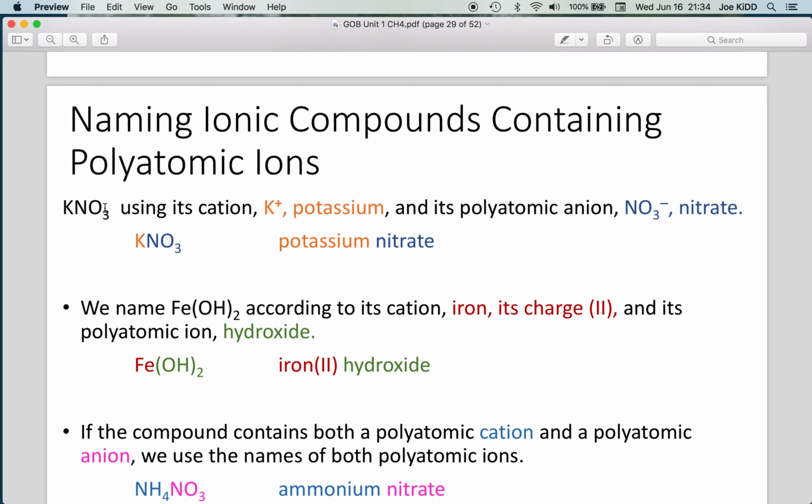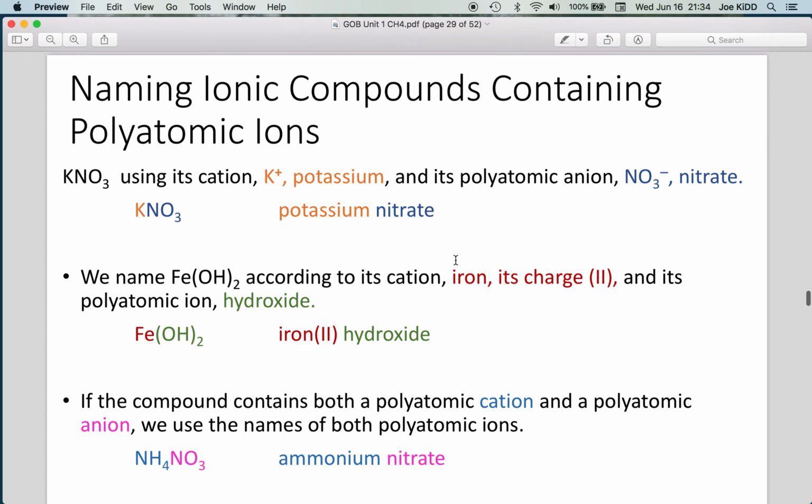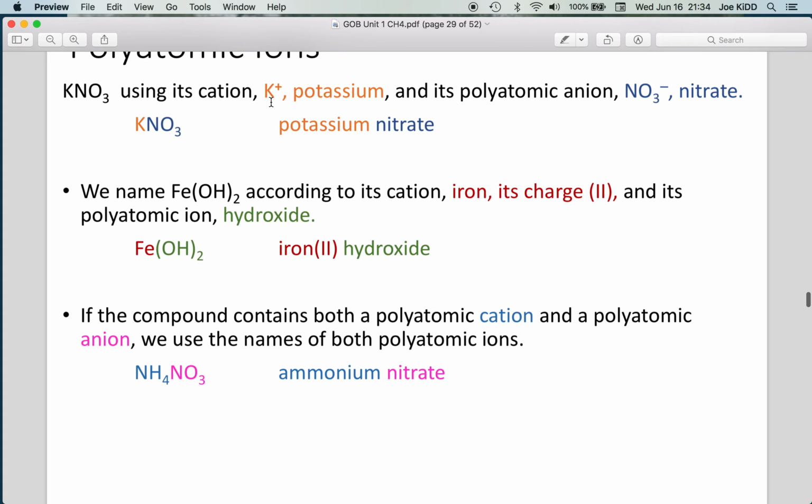But for example, let's say we're looking at potassium nitrate, KNO3. In this case, we know the cation is the potassium, and the polyatomic anion here is nitrate. KNO3, potassium nitrate. Potassium is a +1 charge, nitrate is a -1 charge.